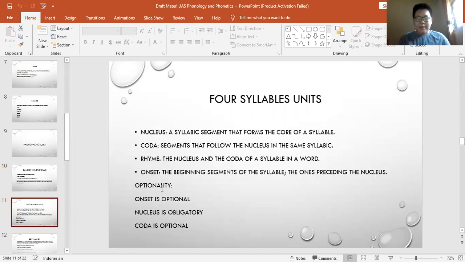The nucleus, a syllabic segment that forms the core of the syllable. Coda, segments that follow the nucleus in the same syllable. Rhyme, the nucleus and the coda of a syllable in a word. Onset, the beginning segments of the syllable, the sounds preceding the nucleus. Optionality: onset is optional, nucleus is obligatory, coda is optional.